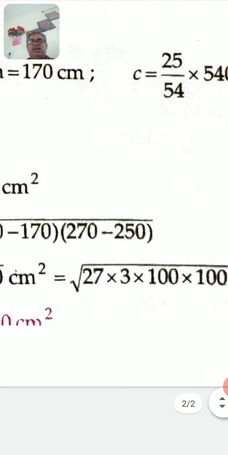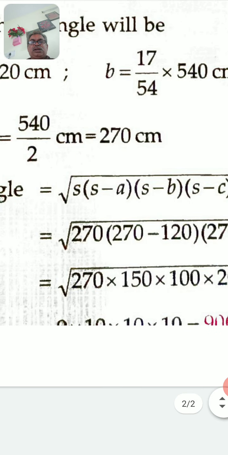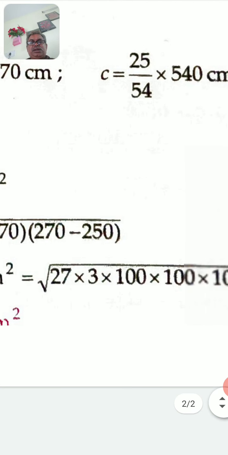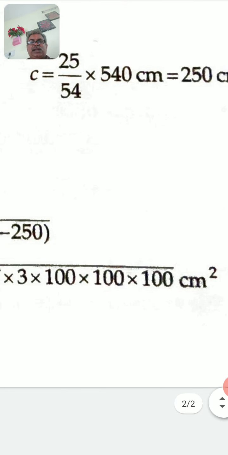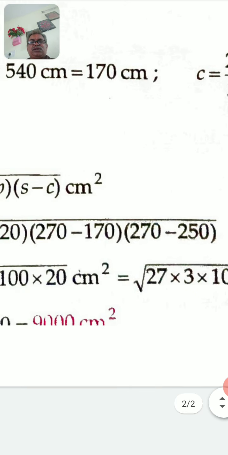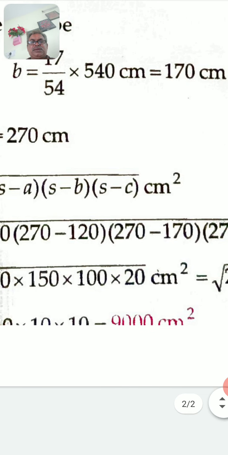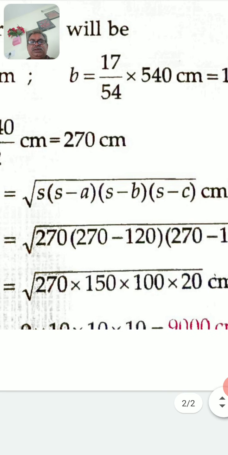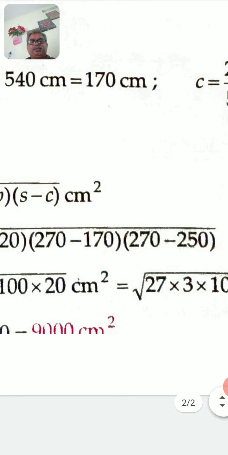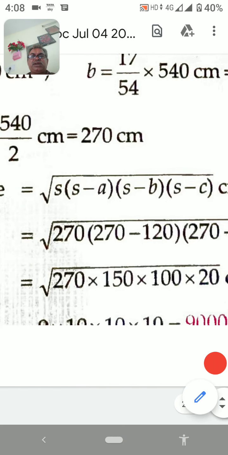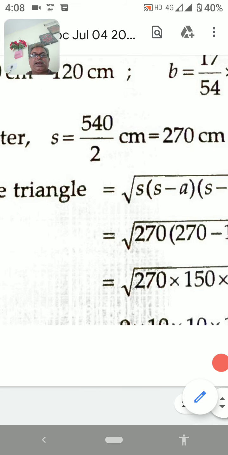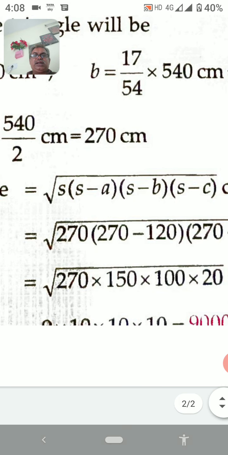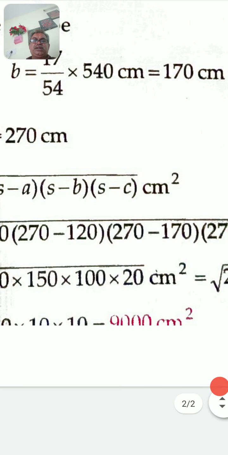Then by factorizing this, 27 into 3, that is the factor of 270, into 100 into 100 into 100. So if we calculate the square root, you will get 9000 centimeter square, because the square root of 100 is 10, 10 into 10 into 10, and here 27 means 3 into 3 into 3. How many times? 3 times. So these 3 times and this 1 time means 4 times, which means a 9 will come out. So 9 into 10 into 10 into 10 is equal to 9000 centimeter square.